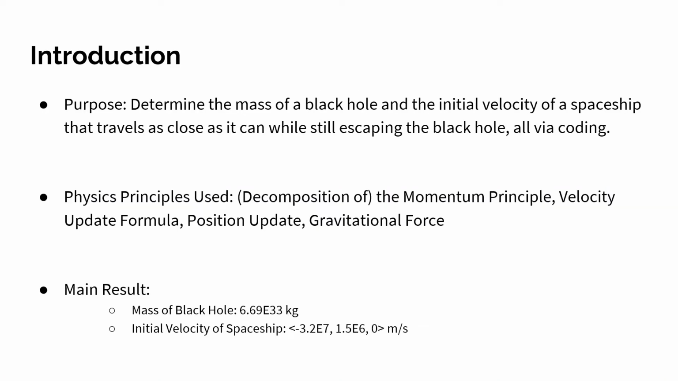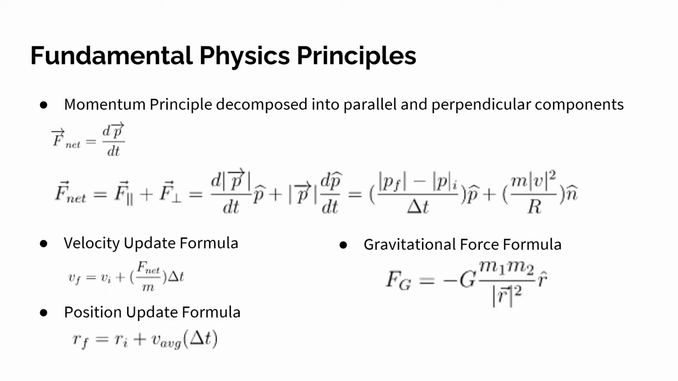The purpose of the lab was to determine the mass of a black hole and the initial velocity of a spaceship that travels as close to it as possible while still escaping the black hole, all via coding. The physics principles used are the decomposition of the momentum principle, the velocity update formula, the position update formula, and the gravitational force formula. The main results of this lab are the mass of the black hole and the initial velocity of the spaceship, listed below. Here are the fundamental physics principles shown in this lab.